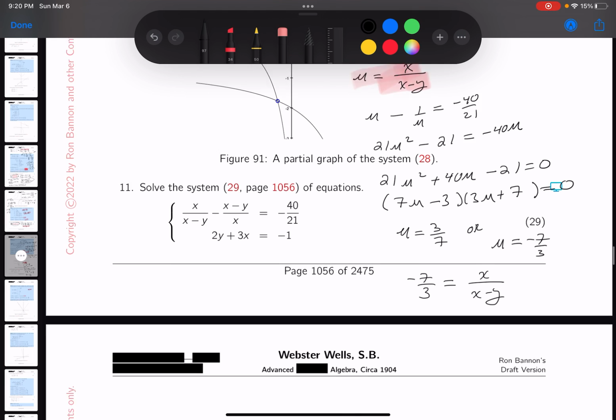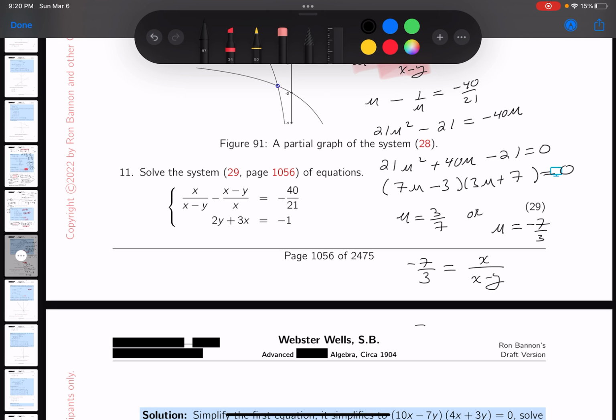Well, I've got to do the same thing I did before, right? So you get minus 7x plus 7y equals 3x. All right, let me pause for a moment, make sure I get that right. Minus 7x plus 7y, 3x. Well, that means minus 10x plus 7y is equal to 0.